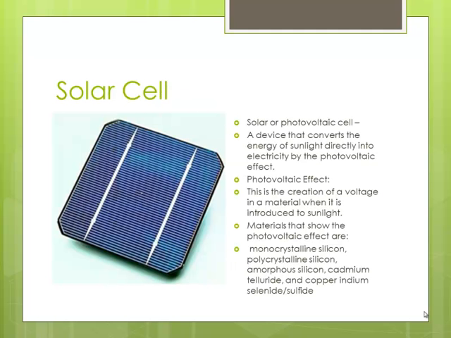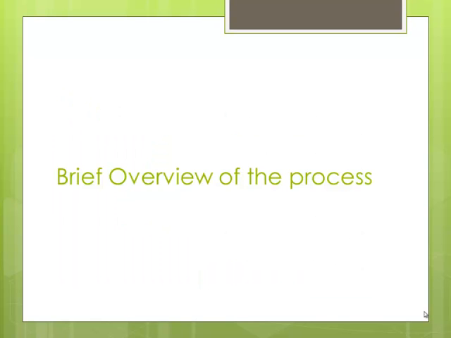Solar cell, or otherwise known as the photovoltaic cell, is a device that converts the energy of the sunlight directly into electricity by the photovoltaic effect. The effect is the creation of a voltage in a material when it is introduced to sunlight. Now we will watch a brief overview of this process.